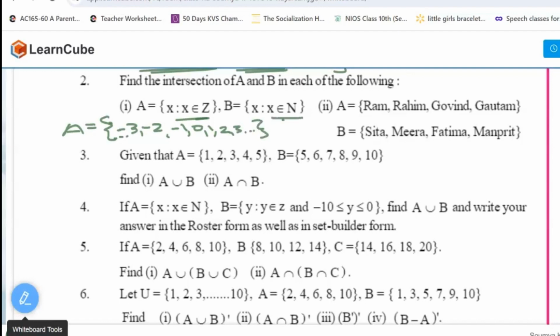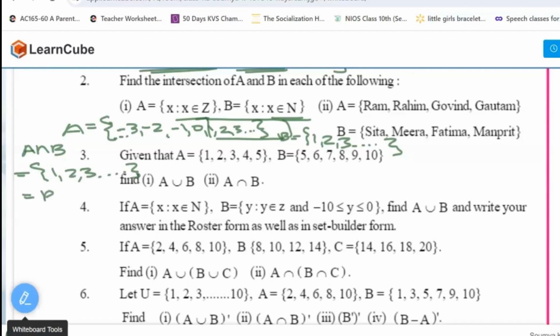And this other set has natural numbers. That means natural numbers start with 1, 2, 3, and it goes on. Now if you find the intersection of A and B, the elements common to both sets start from 1, 2, 3, and the list goes on. That means it is similar to your B set. So B is the set that has the same elements as the intersection of A and B. Okay, so this is the answer: x belongs to natural numbers would be the answer for this question.